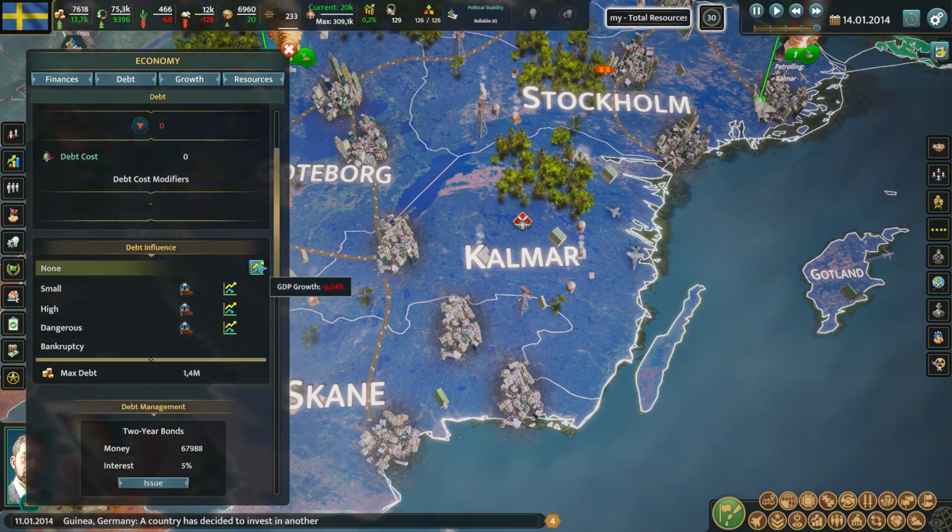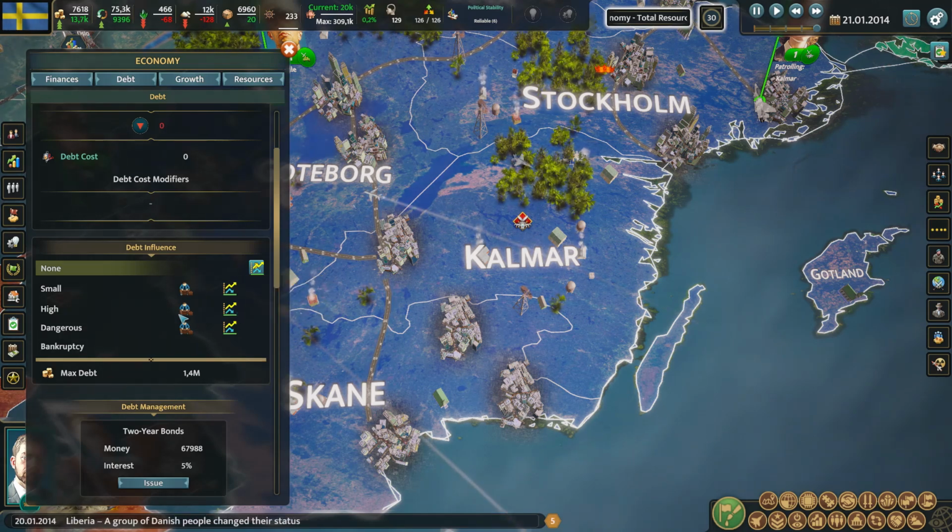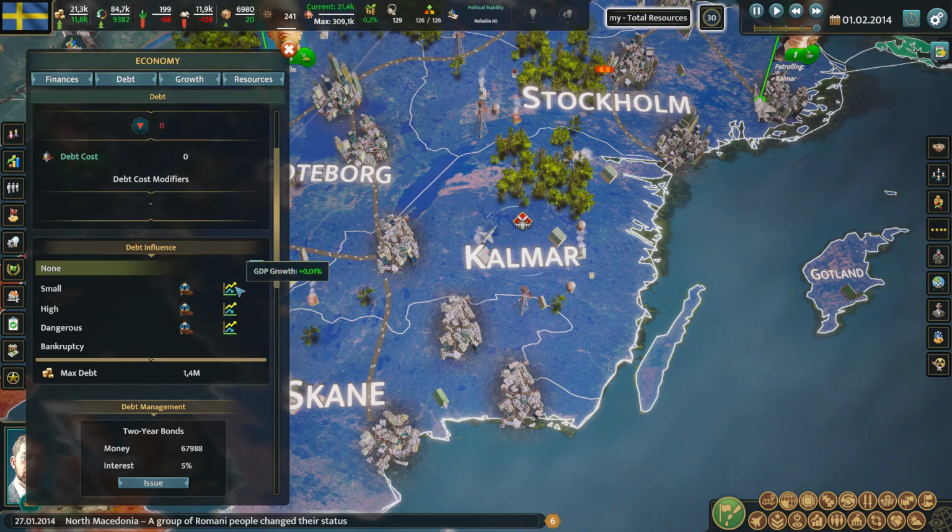Frankly, it's not the best idea to have no debt. The sweet position is, I would say, around high or small, as both give you bonuses to the GDP growth. It really depends how much you care about the unemployment, but if you really want that pure GDP growth, you might want to choose one of these.